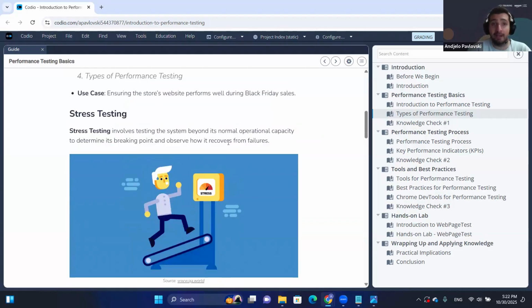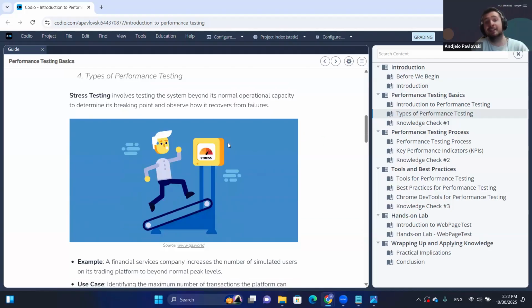Now, moving on, we have stress testing. And again, the best part about these types of testing is they are very intuitive, as you can see from the name. So whatever you read is the same as the definition. So this means that you want to try and test the system beyond its limit. So stress it, basically. You want to hit the system with as many transactions as possible so that you can see what is the system's breaking point and how it will recover.